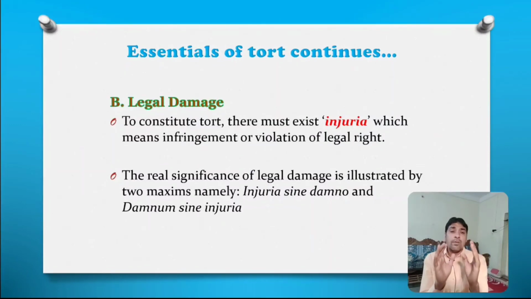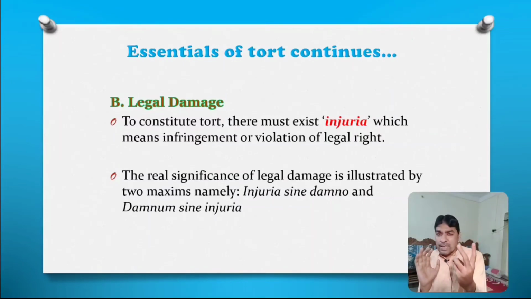The meaning of injuria sine damno is violation of legal right without loss. If a person's legal right is violated and he has sustained no loss, but his legal right is violated, he will get compensation, because the violation of legal right is very much essential to get compensation. If a person's legal right is violated, though he has suffered no loss, he will get compensation.